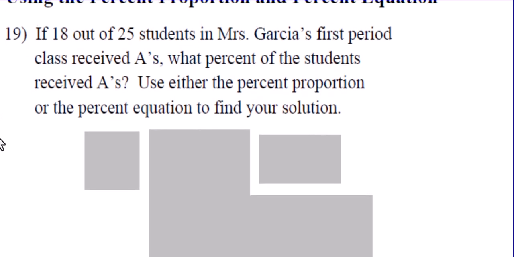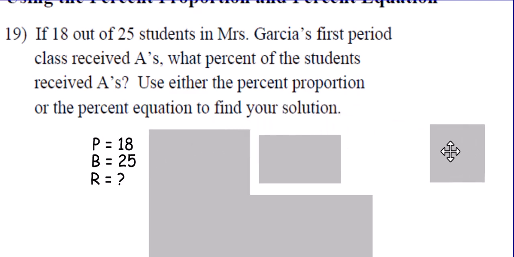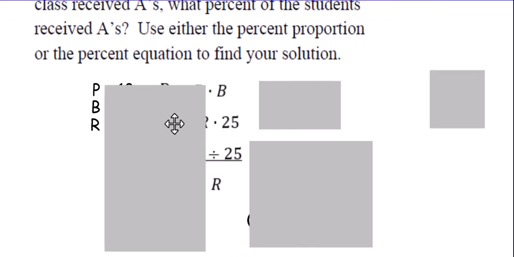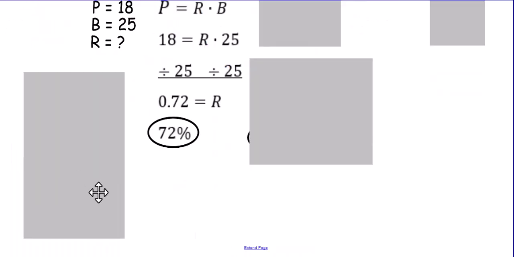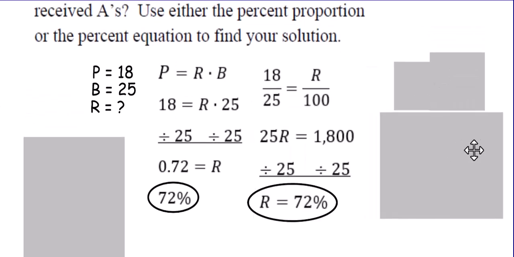So the base is 25. That's the total number of students in the class. That means the part is 18. Neither of them is the percent. In fact, we're trying to find the percent. So our part is 18, base is 25, R is the unknown. So I'm actually going to reveal this here. I did percent equation here on the left and percent proportion on the right. So let's go ahead and reveal all of this. You'll notice I got the same solution either way. In fact, if you want to try both to make sure you get the same solution, you are welcome to do that.